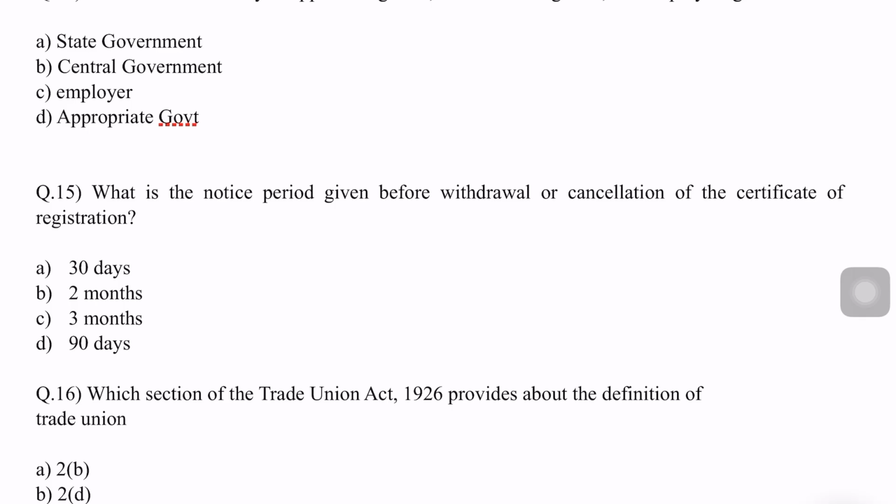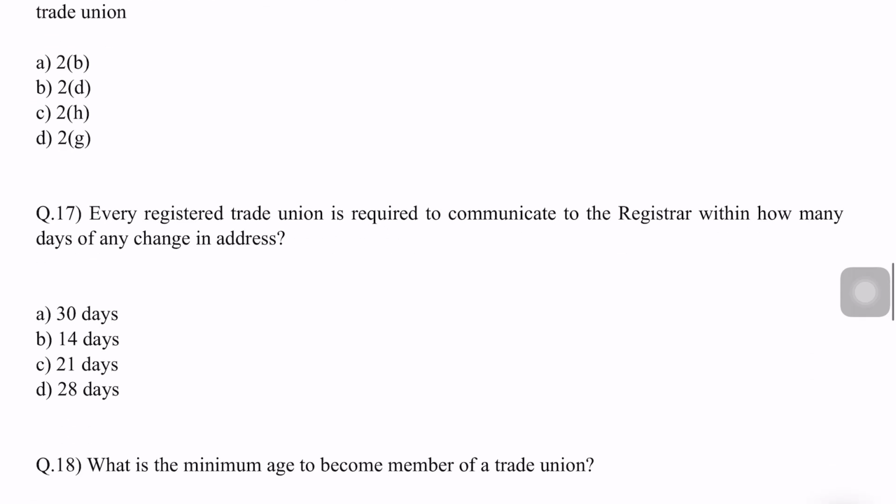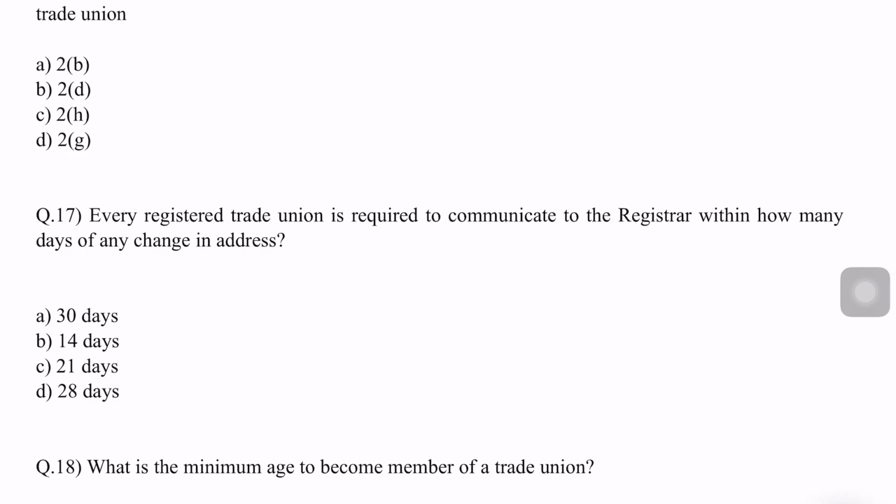Next question, what is the notice period given before withdrawal or cancellation of the certificate of registration? This is an important question and it is often asked in vivas as well. So you should know the notice period is of 3 months exactly. Next question, which section of the Trade Union Act 1926 provides about the definition of trade union? So the definition of trade union is given in, again, section 2 clause B.